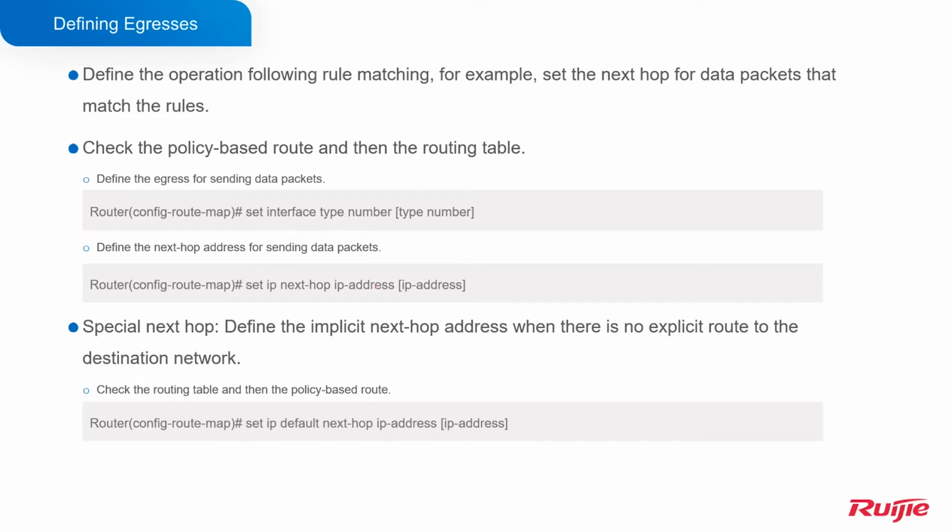Okay, it can be different from the next hop in the routing table. And what is special is here. The special next hop defines the implicit next hop address when there is no explicit route to the destination network. And which is different from here, you can see it checks the routing table and then the policy-based route. And the command is actually different. Set ip default next-hop followed by the IP address. This is the special next hop. After using this command, we will check the routing table first and then the policy-based route.